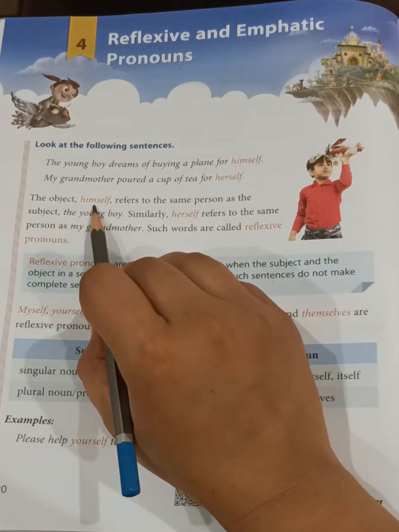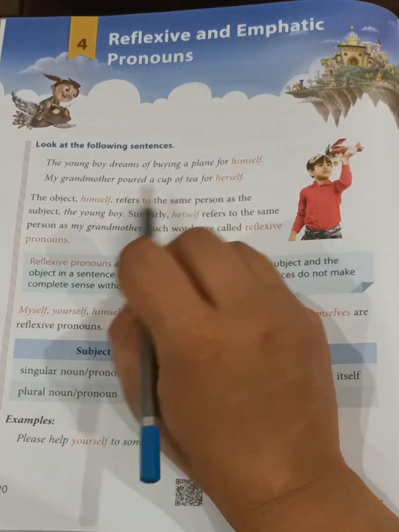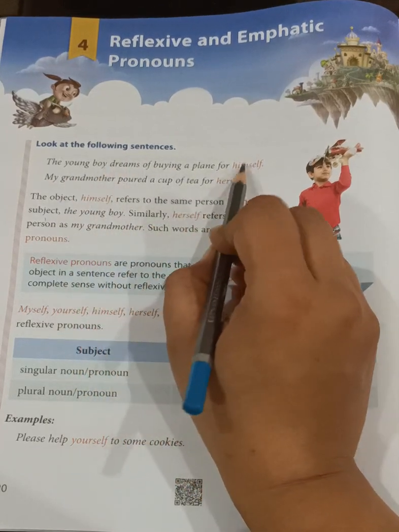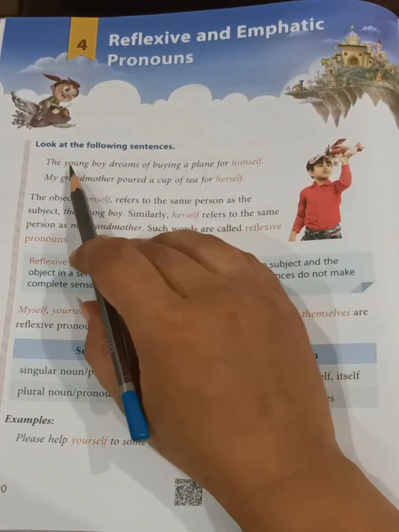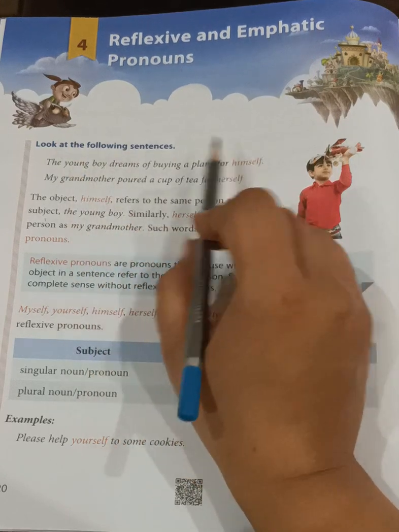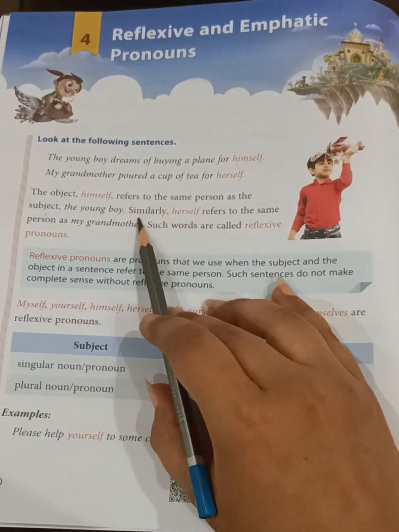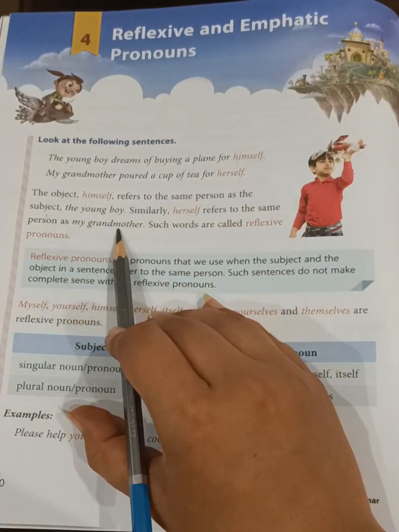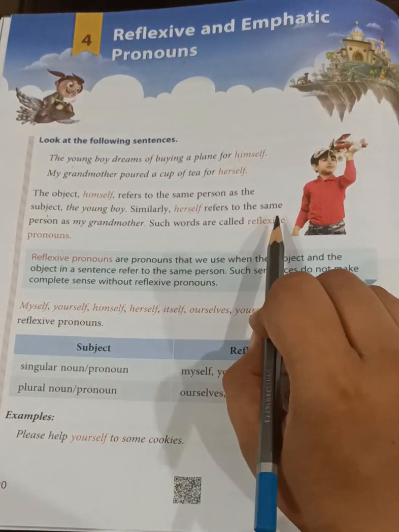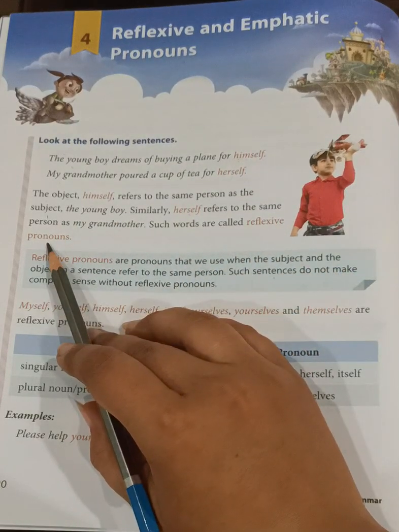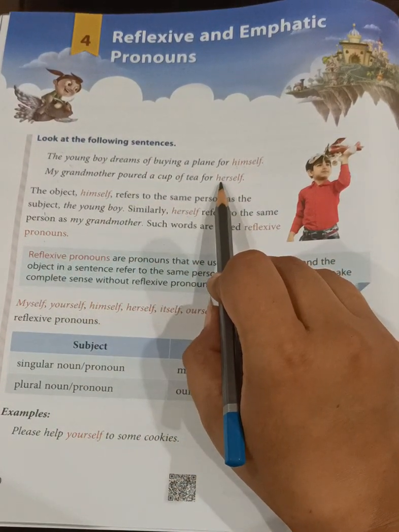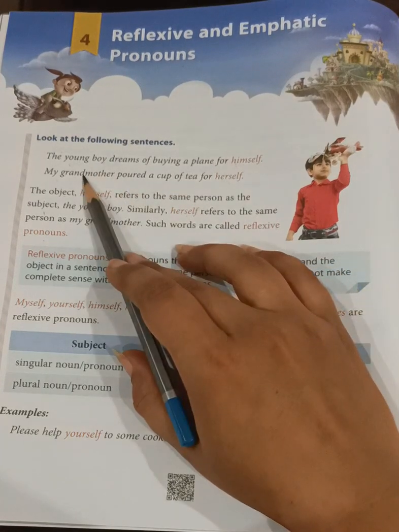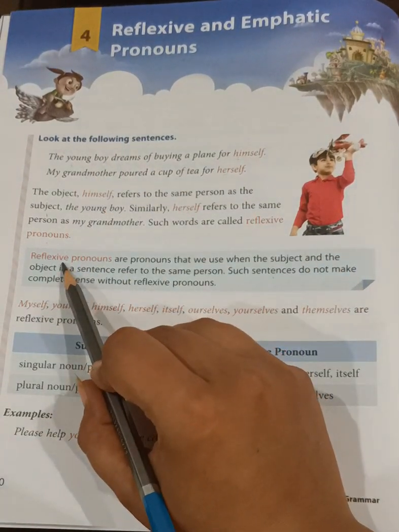The object himself refers to the same person as the subject. See, here the young boy and himself. We have used himself for the subject. So, subject and object are similar. Similarly, herself refers to the same person as my grandmother. Such words are called reflexive pronouns. When, at the place of the object, we use a pronoun for the subject given, that is a reflexive pronoun.